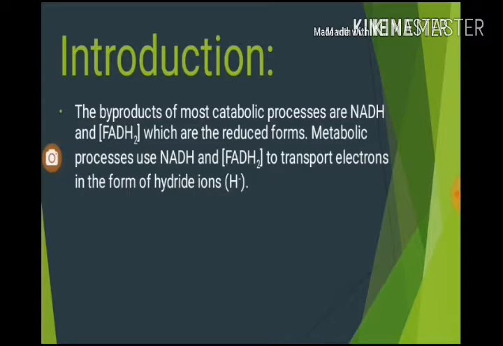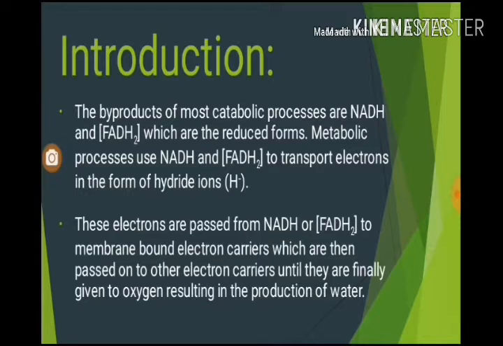So let's have further introduction with the electron transport chain. The byproduct of most catabolic processes are NADH and FADH2, which are the reduced form. Metabolic processes use NADH and FADH2 to transport electrons in the form of hydride ions. These electrons are passed from NADH or FADH2 to membrane-bound electron carriers, which are then passed to the other electron carriers until they are finally given to oxygen, resulting in the production of water.